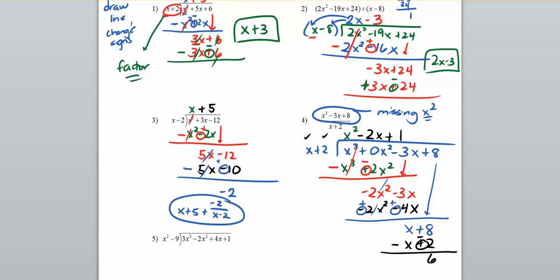Okay, so what I need to do is write my final answer as x squared minus 2x plus 1, and then my remainder is 6. I'm going to put that over what my divisor is.